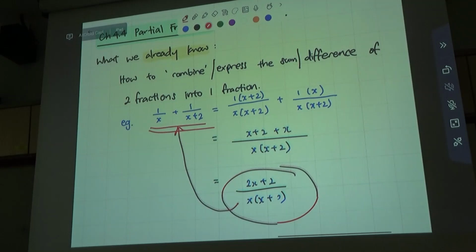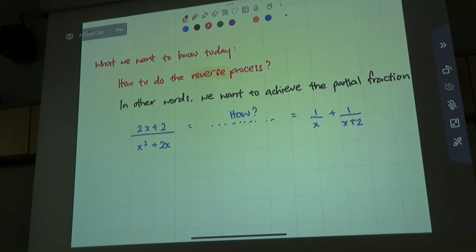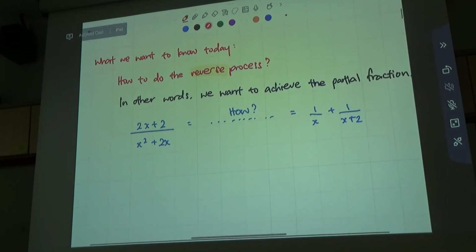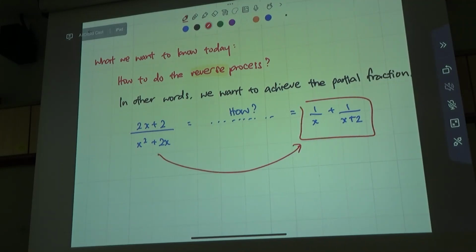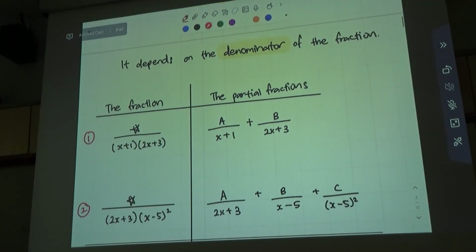I'll move on. Okay, so as I mentioned, what we want to know today is how to do the reverse process. I have mentioned this earlier already. That's our objective, right? Because if I don't know what this is going to look like, there's no way for me to go from here to here. So we need some guidance, right? In order to do that, we need to have some sensing over the denominator. The first thing regarding partial fractions is that it depends on the denominator of the fraction.